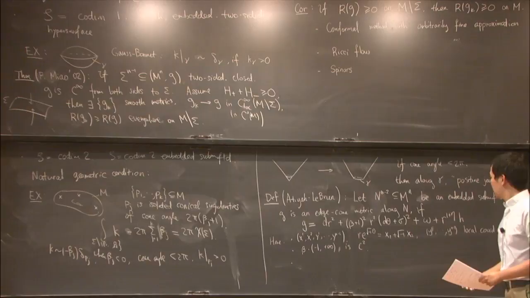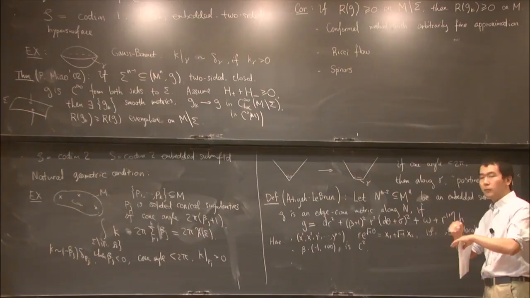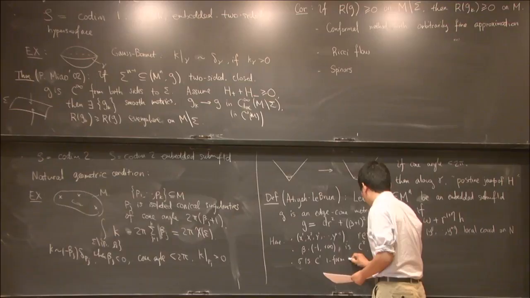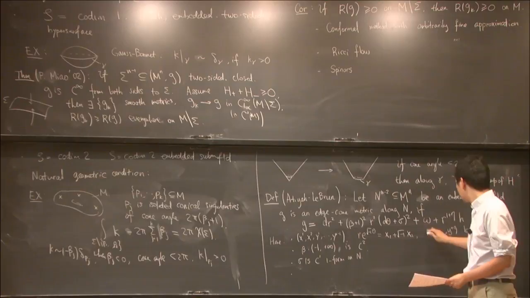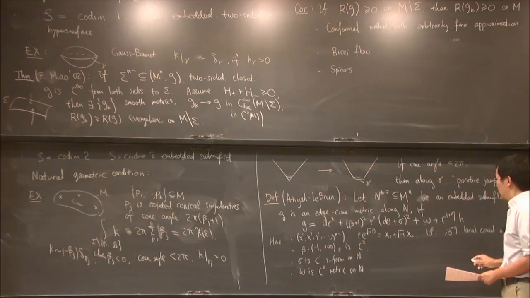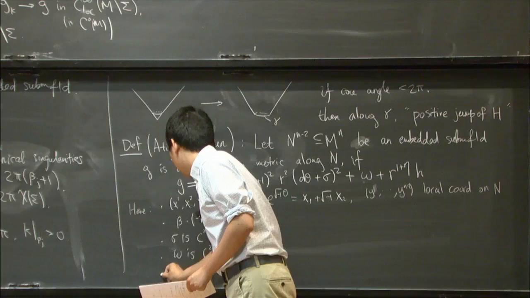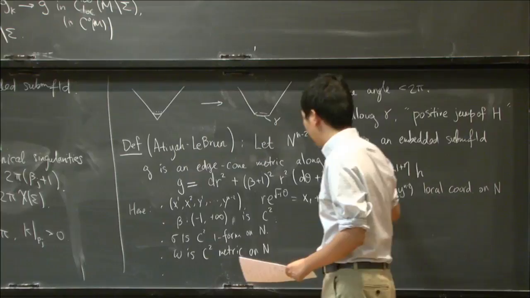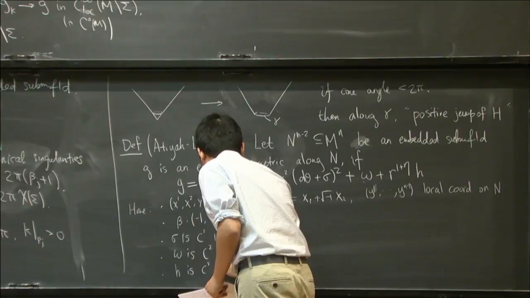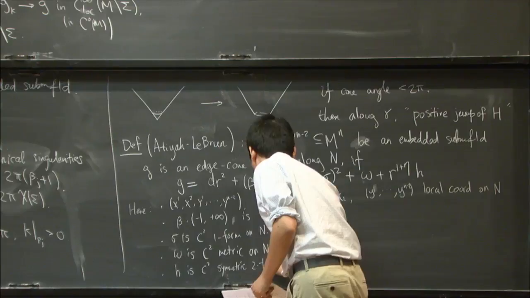And what are other things? Well, sigma means that in general the normal and the base direction might not be strictly orthogonal. So theta is an arbitrary C2 1-form on N. And omega is the metric on N itself, so omega is a C2 metric on N. And h also means a sort of tilting between the normal and base direction. So h is a C2 symmetric 2-tensor on the manifold M.